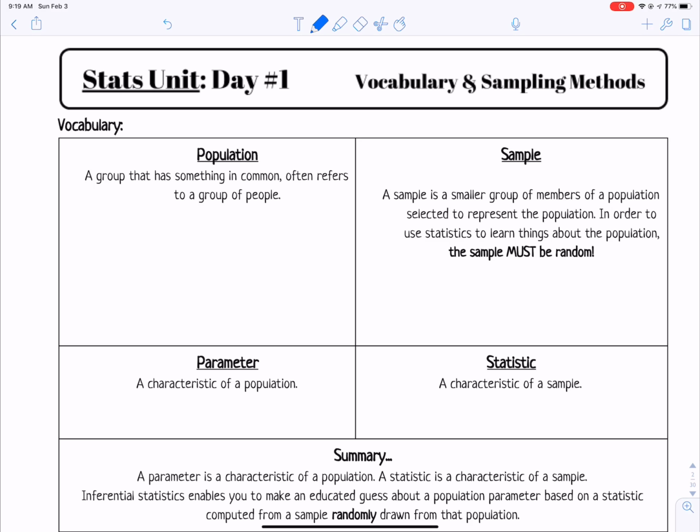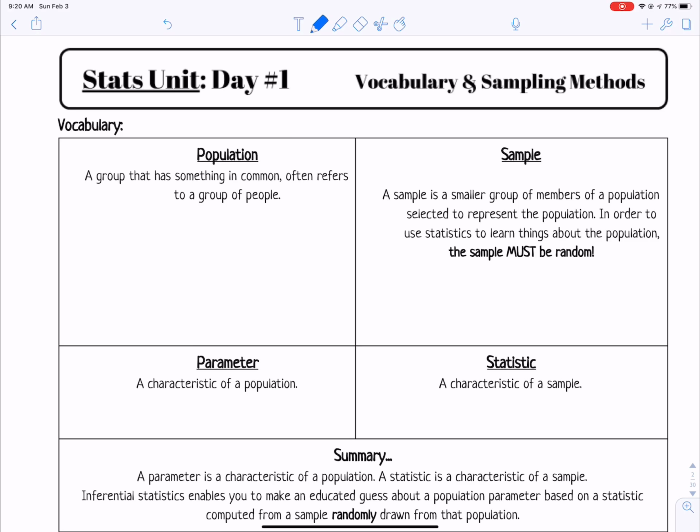And then the parameter would be a characteristic of a population, that larger group. And a statistic is a characteristic of the smaller group we've chosen, called the sample. So let's think of a situation where we want to gather some information. A familiar example would be if we wanted to figure out the average height of all the students at Mooresville High School.